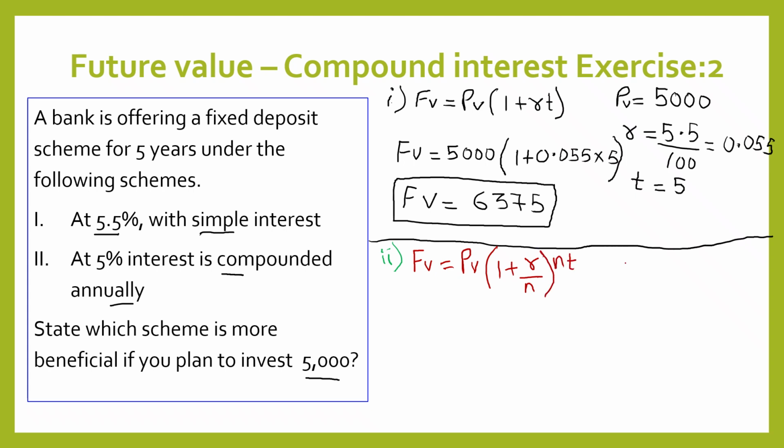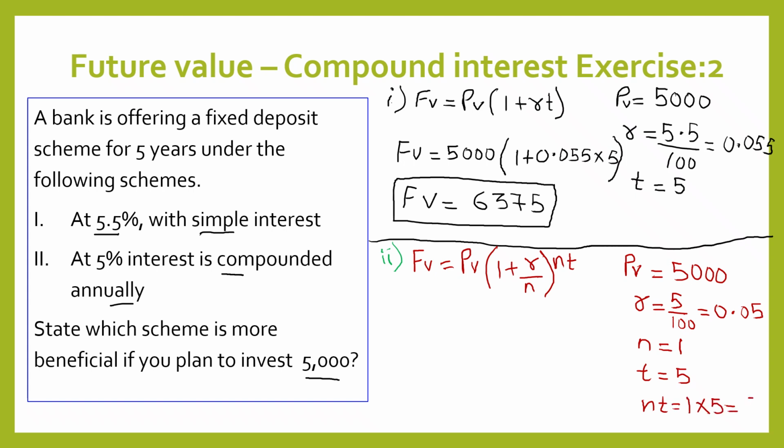Now we will just write the values. So what is my present value? Present value is the same, 5,000. Then R. What is my R? Remember the rate of interest in option B is different. It is 5%. So we will write 5 divided by 100. So when 5 divided by 100, it will come to 0.05. Do the calculation here only. N is what? Number of times compounded in a year. So it is compounded annually. Annually means one time in a year. So N will be 1. Then what is my time period? T is 5 years. So my NT will be 1, that is N, multiplied by T, that is 5. So my NT is 5.